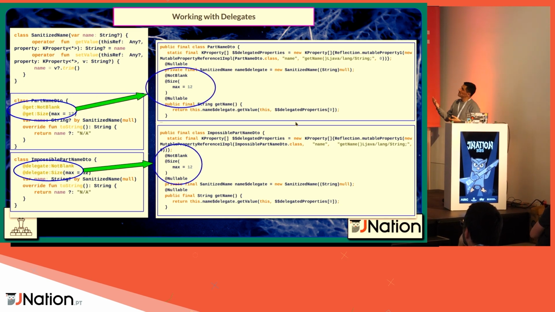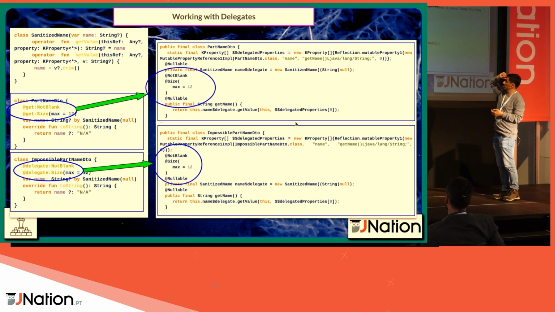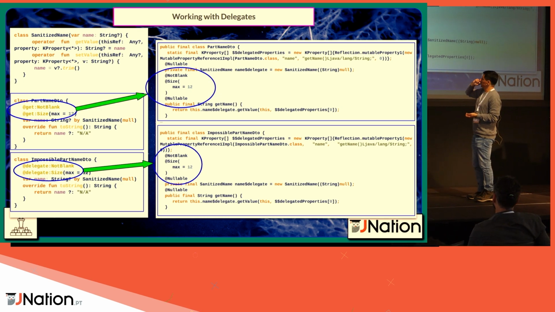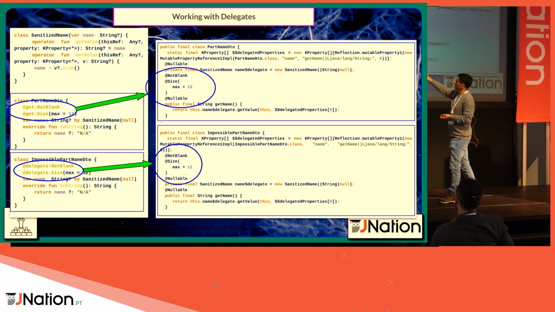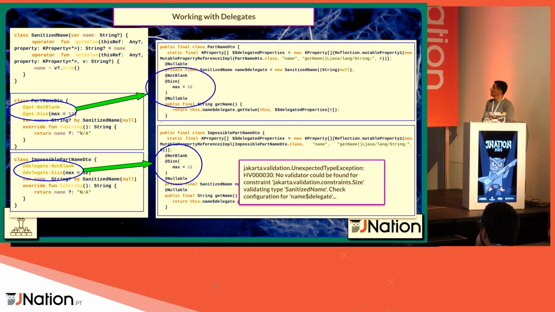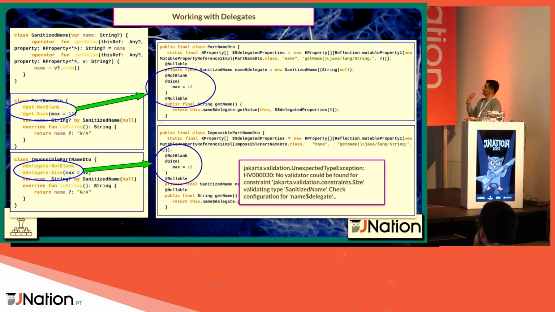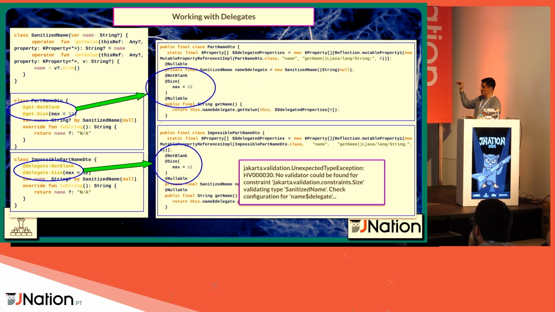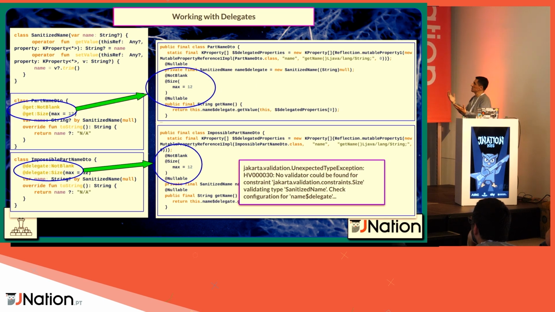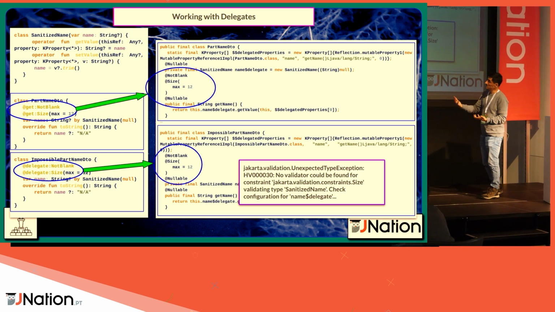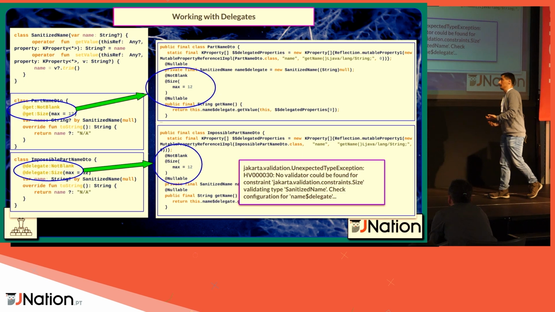So in the first example, it gets applied to the getter of the delegate, where we then get the value by delegate. And in the second example, it gets applied not to the value, but to the delegate itself, which means that if we try to validate this DTO, we will get something like this, which is an unexpected type exception. It cannot find a validator for the size of a delegate, which doesn't make much sense. But looking at this, it means that we can apply an annotation to a delegate, and we can apply an annotation to the value of the delegate.